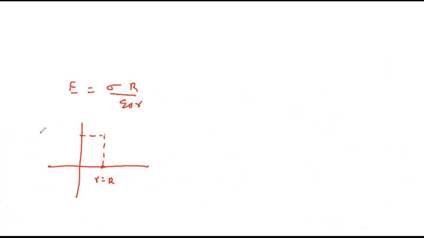Now we got E as sigma capital R upon epsilon naught small r. So if I draw its graph, point is outside, inside we got 0. So till r equal to radius there is no intensity. As soon as capital R and small r become the same, this will be E maximum, that is sigma upon epsilon naught, and then it will be inversely proportional. This will be the nature of the graph.